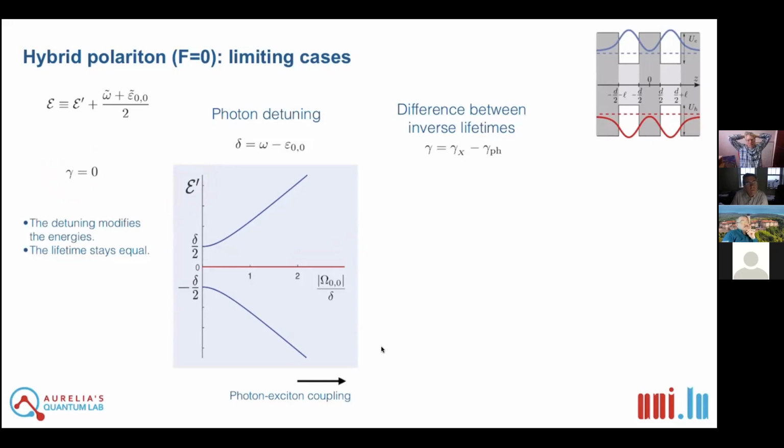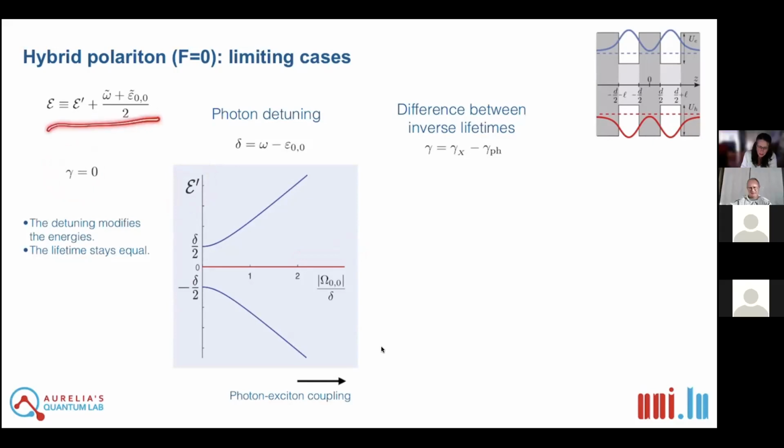So this energy here has been shifted, but if we include this shift here, we find the photon energy and here the exciton energy. And it just increases linearly with the coupling. So the blue is the real part of the energy E prime, and the red are the imaginary parts. So here we have equal lifetime.